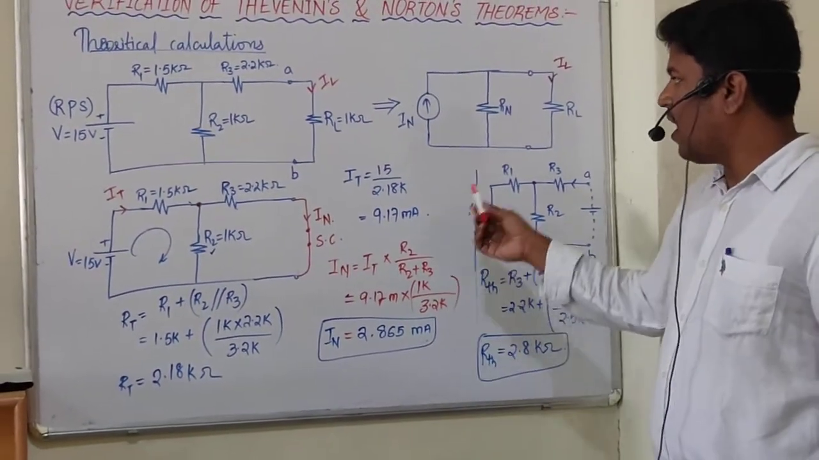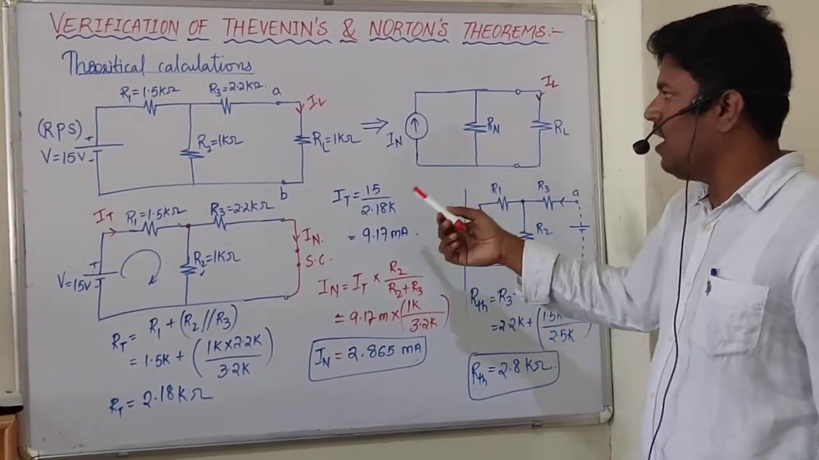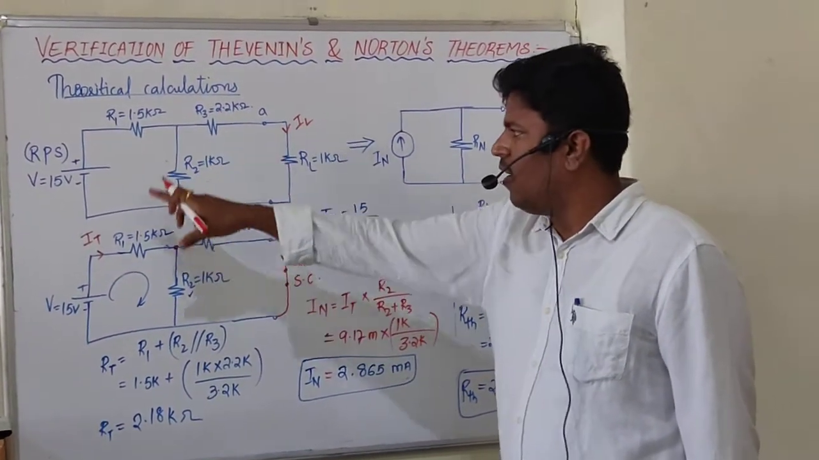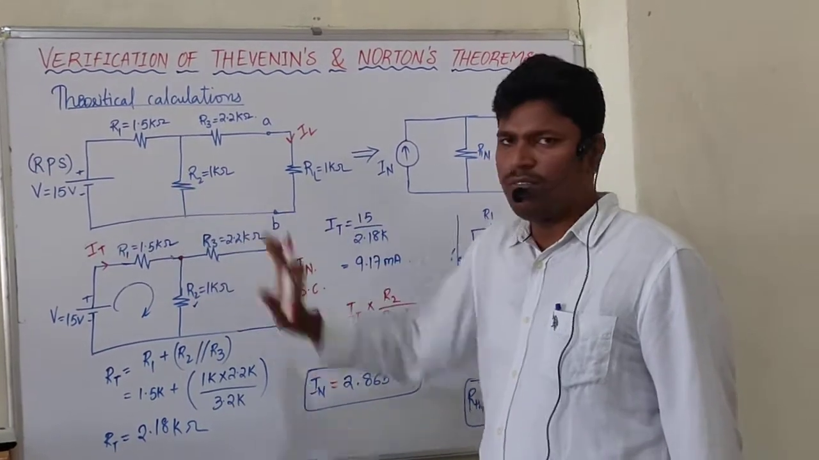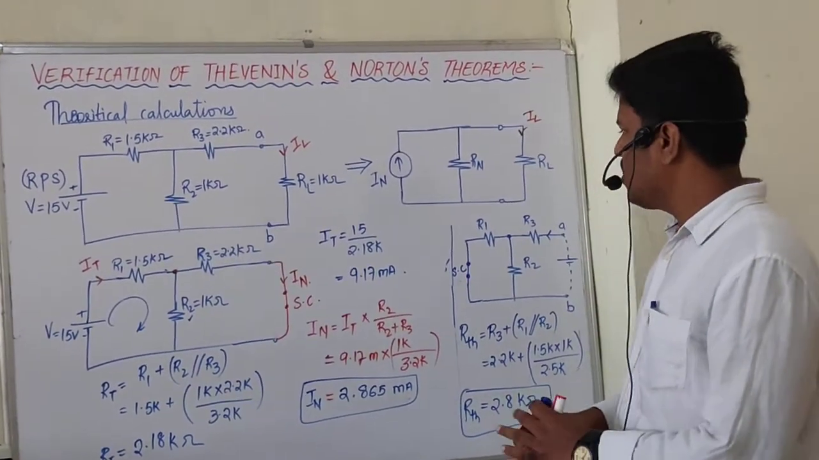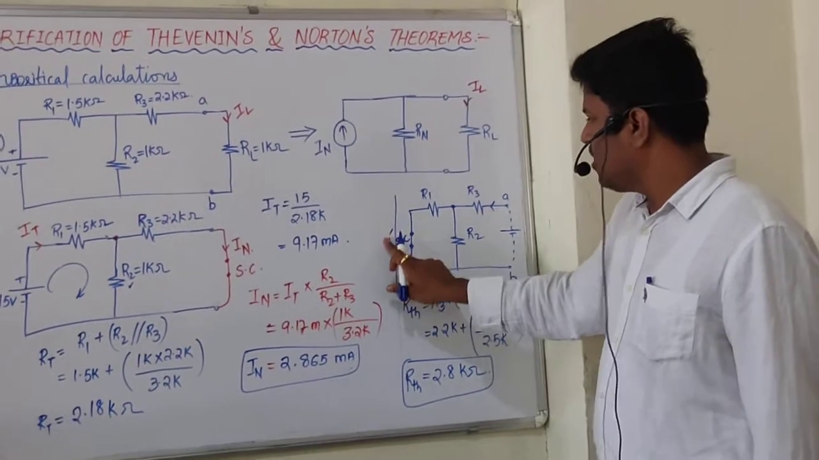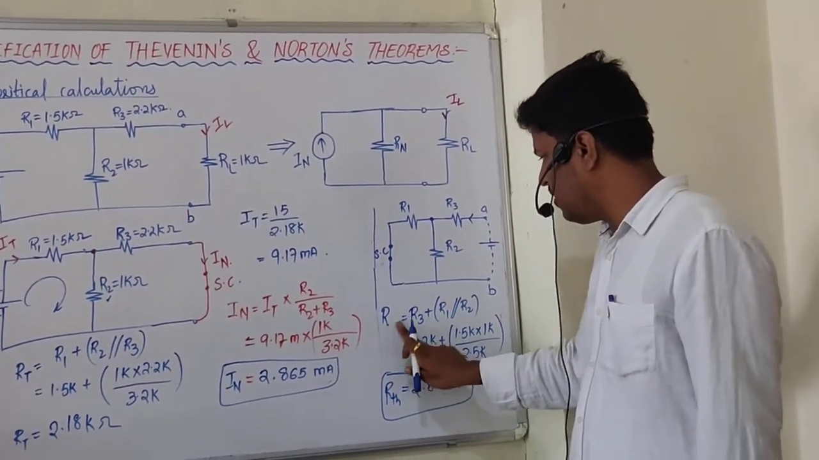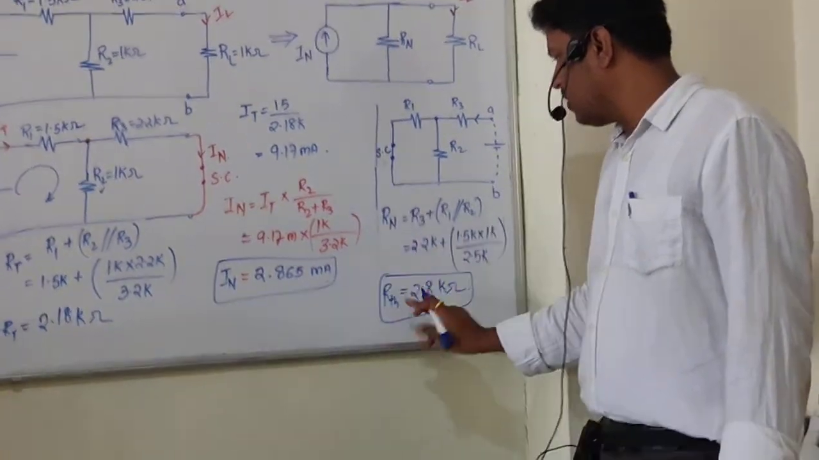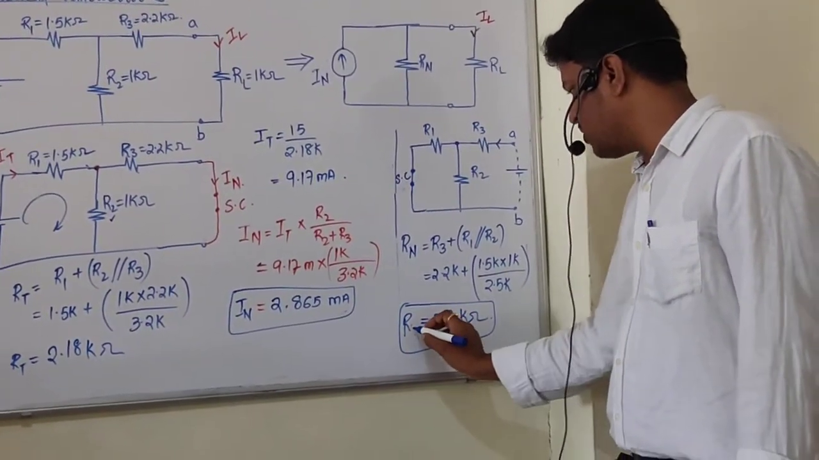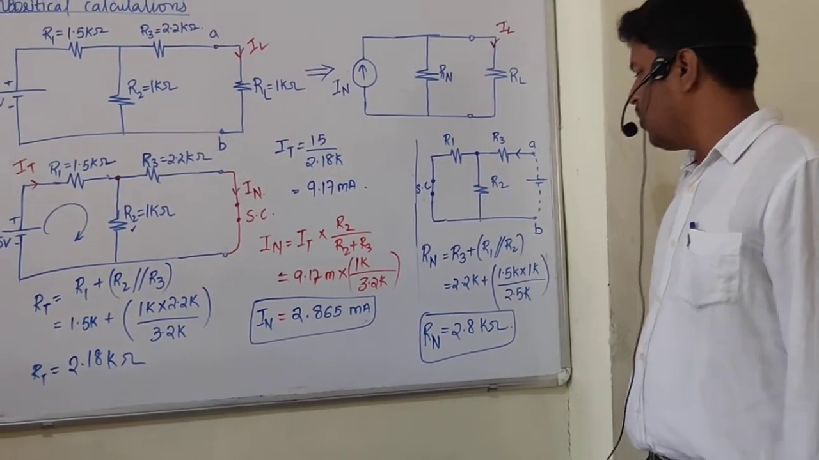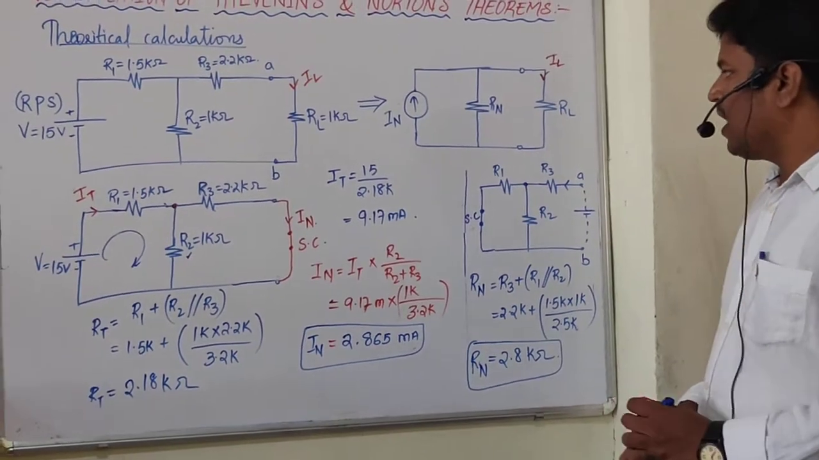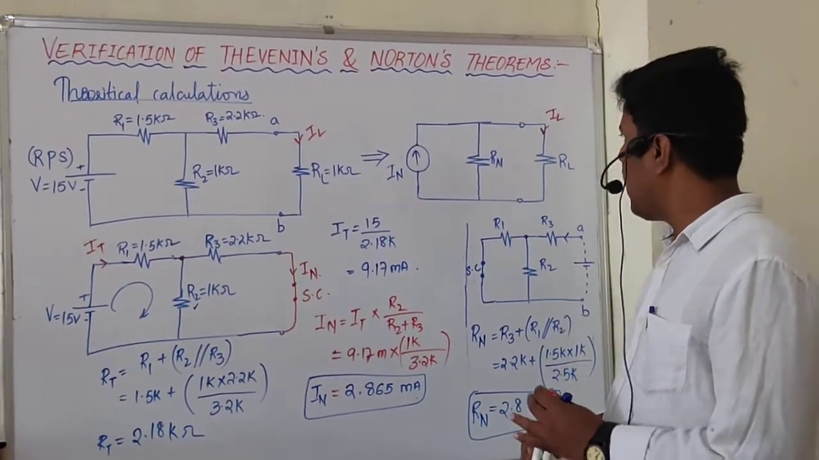So how do we get RN here? RN is the input resistance between these two terminals, obtained by making all sources inactive. So in the same circuit, instead of RTH, now we will take RN. RN we have already solved. RN is equal to 2.8 kilo ohms. So now we have IN and RN, and we can calculate what IL is.